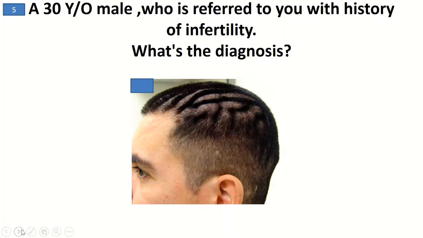Question 5. A 30-year-old male is referred to you with history of infertility, what's the diagnosis? Here we see frond skin on the skull that produces cerebriform folding of the skull. The folds are in anterior to posterior direction. An important clue in the figure is that hair density is reduced on the folds, but not in the furrow. The diagnosis is compatible with CVG, cutis verticis gyrata. Infertility in the history may be related to Klinefelter syndrome, as the patient is male, as a cause of CVG.